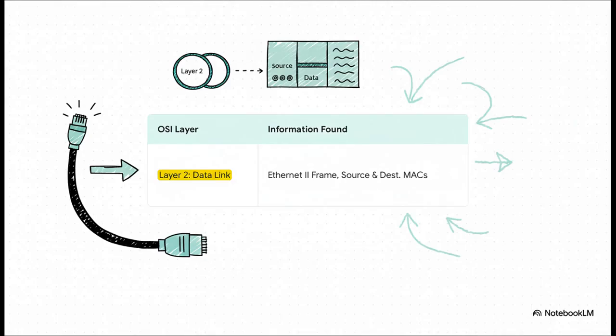All right, check this out. Here's the first part of our decode. See where it says Ethernet 2? That's a Layer 2 protocol. And look, right there, you can see the source and destination MAC addresses. Those are the hardware addresses that are directing this packet on the local network.